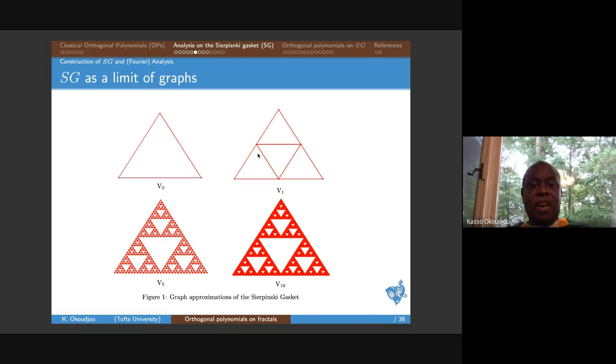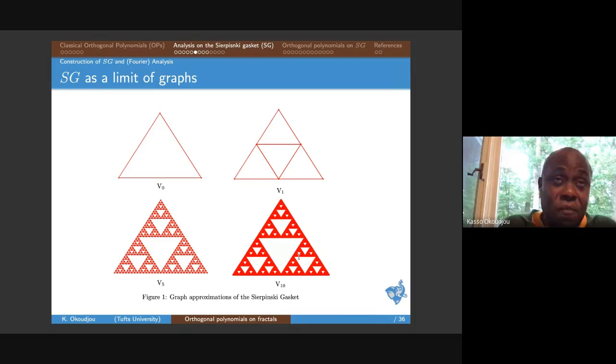And I get a set of new vertices. So this is V1. If I do it 5 times, this is what I'm going to get. And then if I do it 10 times, this is what you're going to get. So you can see that doing this a couple of times already gives you something that's going to look almost continuous, no longer a discrete set. And this is the way I'm going to think about the Sierpinski triangle. It's going to be a limit of graphs, and the graphs are the ones that I just described over here.